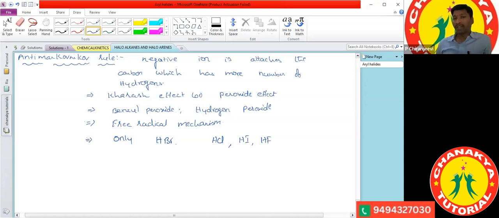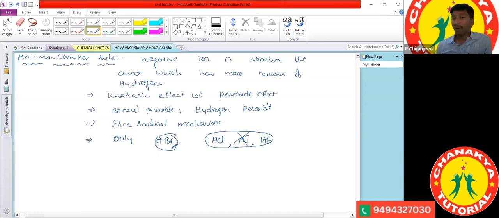Because the reactions are carried out in presence of sunlight, only hydrogen bromide can easily break the bond to convert into free radicals. It is not possible for hydrogen chloride, hydrogen iodide, or hydrogen fluoride. Why? To cleave hydrogen fluoride, more energy is required because the bond length is less. Lesser the bond length, greater the bond energy. And it has strong intermolecular attraction forces.